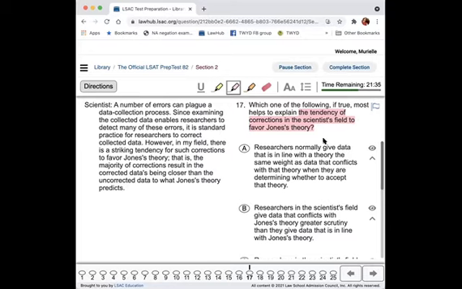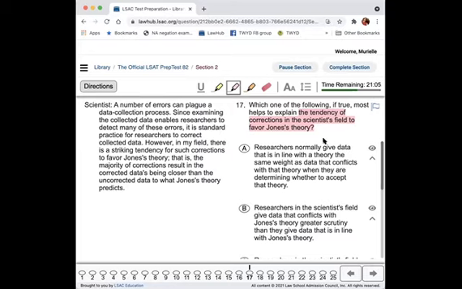So when we correct the data, it tends to be closer to what Jones's theory would predict than when we don't correct the data. So possibly that's because Jones's theory is correct, right? It could just be that simple. Therefore, when we correct the data, it falls more in line with what Jones's theory would predict.